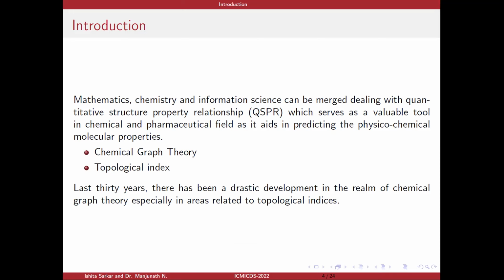What is actually topology? Topology is the study of the connectivity of space. So the topology of a molecule, which is represented by a molecular graph, is a non-numerical mathematical object. But various measurable properties of molecules are expressed in the form of numbers. So in order to link the molecular topology with the real molecular property, we need to convert the information contained in the molecular graph to a numerical value, which is when we require a topological index. In the last 30 years, there has been a drastic development in the realm of chemical graph theory, especially in areas related to topological indices.